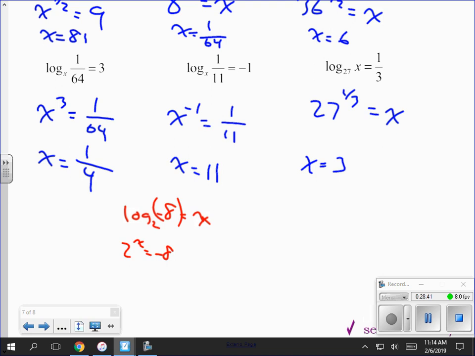So log base 10 of 0 doesn't exist because no matter how many times you multiply 10 times itself, you'll never get 0. Okay, so you're not allowed to take logs of 0. You're not allowed to take logs of negative numbers. And by rule, the base of logarithms is always positive.